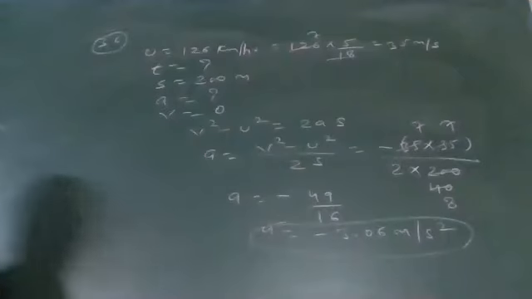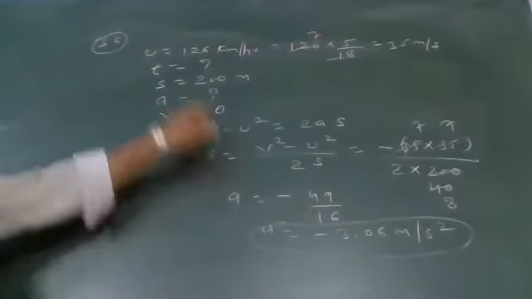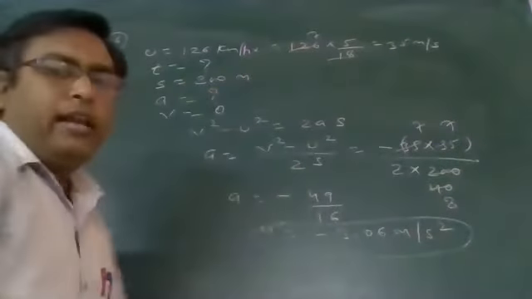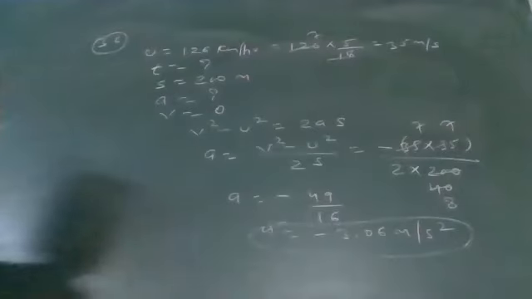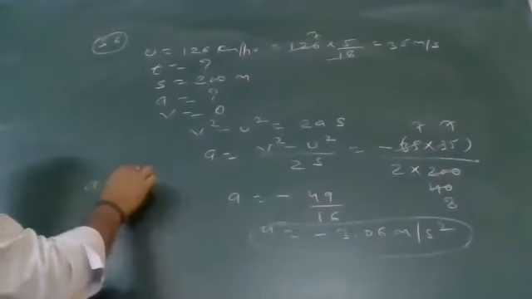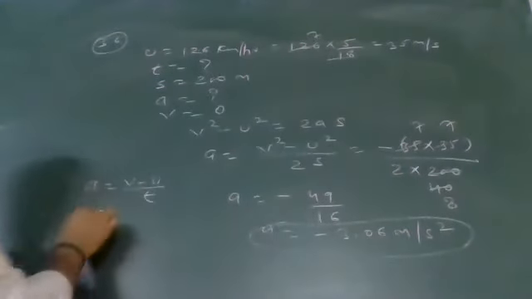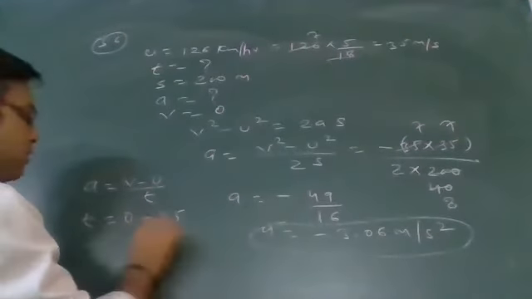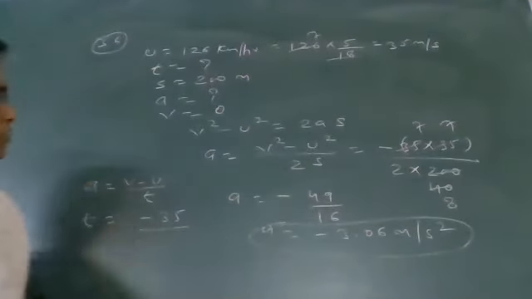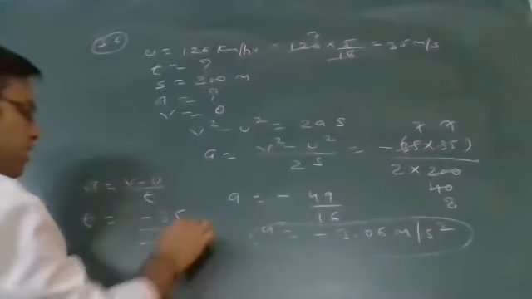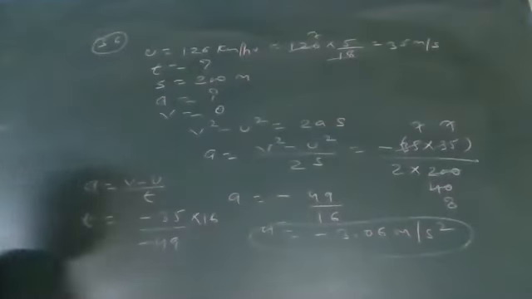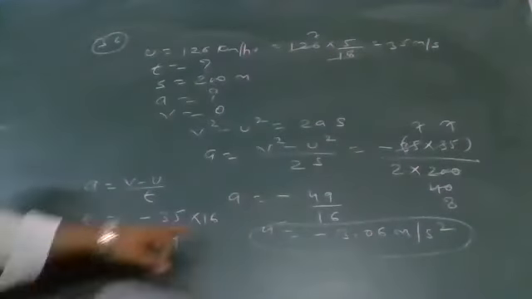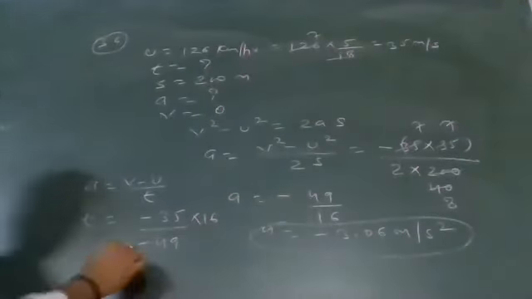We are needed to calculate time also. Acceleration you have calculated. Time you can calculate by use of equation 1 also. If you are going to utilize equation 1, a is equals to v minus u by t. Then what is t? 0 minus, what is u? U is 35 meter per second. And what is acceleration? It is minus 49 by 16. Minus 35 by 49 into 16. Divide it and multiply it first.